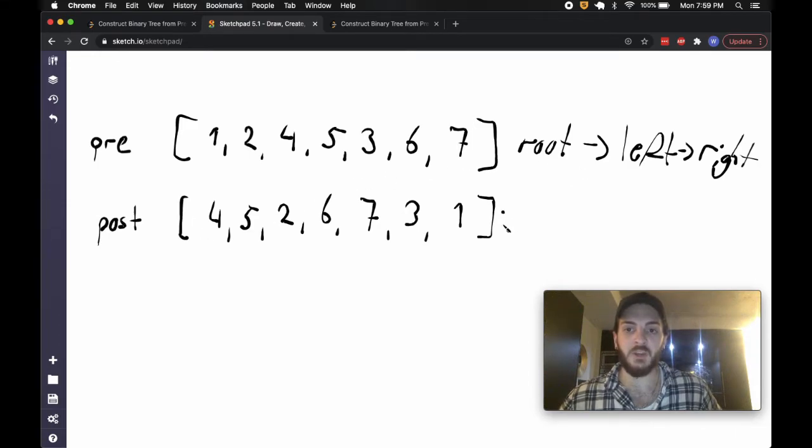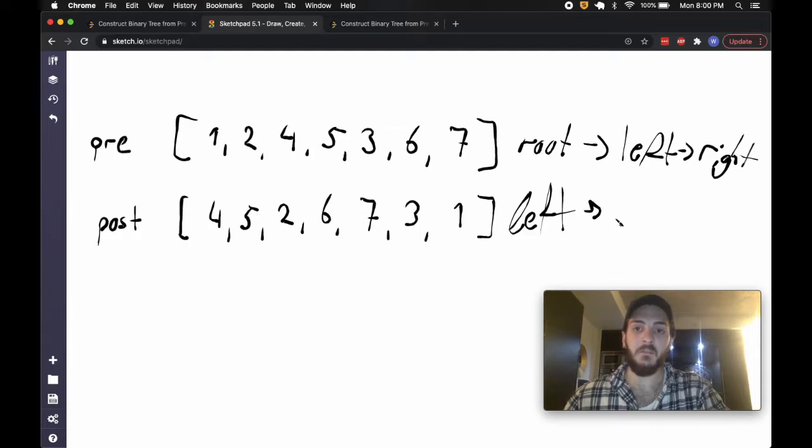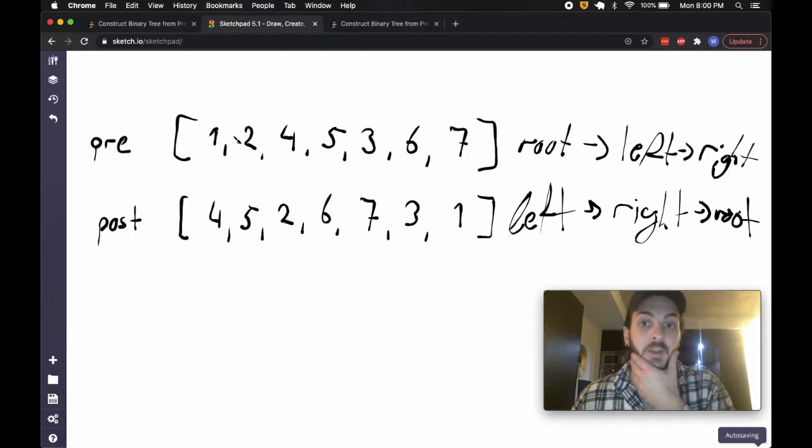Post order now is the opposite. So for post order, we actually start with, not the exact opposite, sorry, we start with the left. We then go to the right, and then after those, we finally hit the root of the tree, or self, if you will, depending on how you look at it.